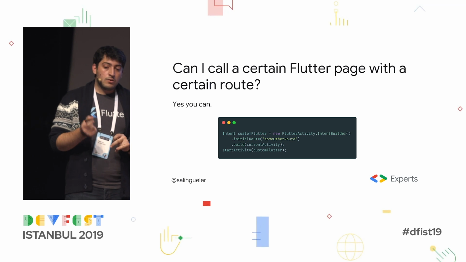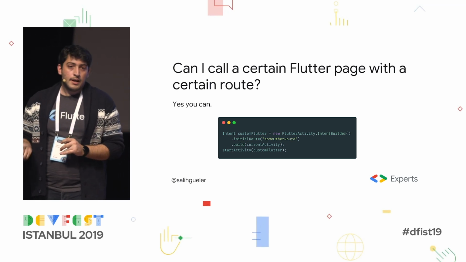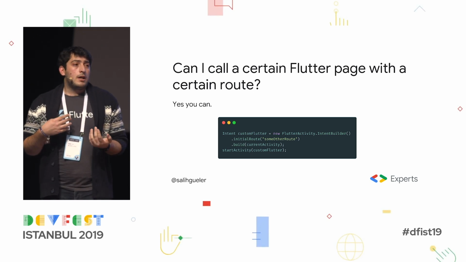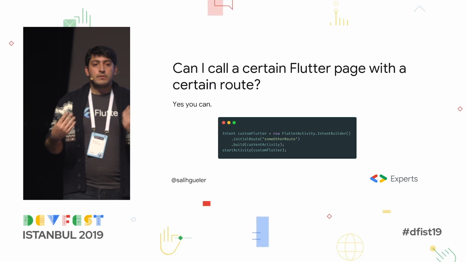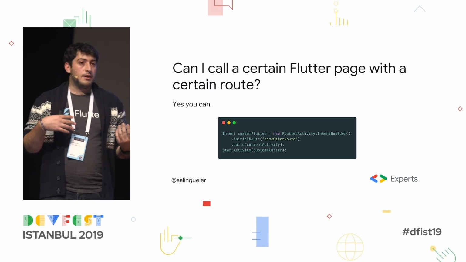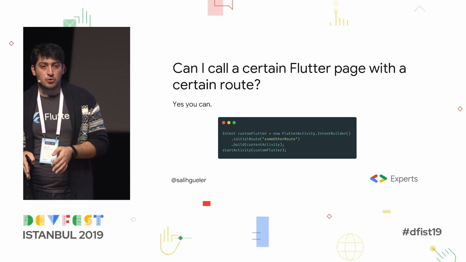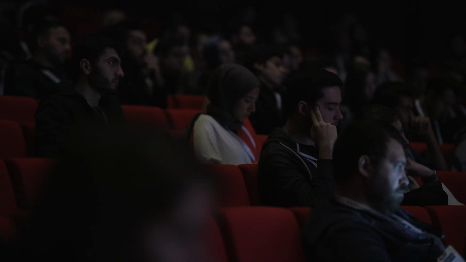The second question is, can I call a certain Flutter page with a certain route? Again, the answer is yes, but let me explain what a route is. In Flutter, you can do navigation in different ways, but one of them is using routes. You can have a specific route for a specific location, and you can use it to direct yourself within your application. When you do that, it also brings you some flexibility around the navigation, and it is nice.